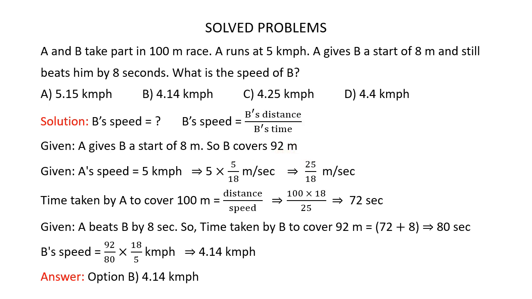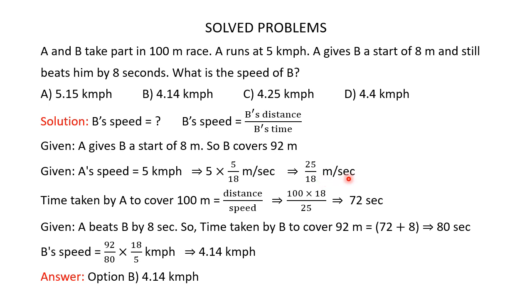Now it's given that A's speed is 5 kilometers per hour. Let's convert this to meters per second by multiplying 5 with 5 by 18. So 5 multiplied by 5 by 18 is 25 by 18 meters per second. Now time taken by A to cover 100 meters is equal to distance divided by speed. We know that the distance covered by A to reach the winning point is 100 meters and speed of A is 25 by 18 meters per second.